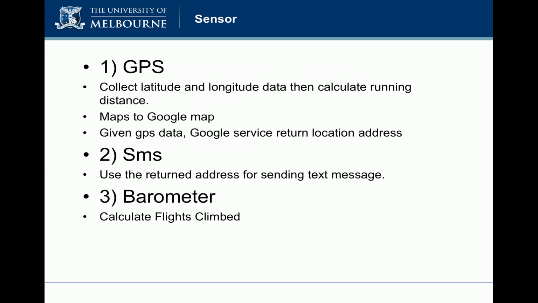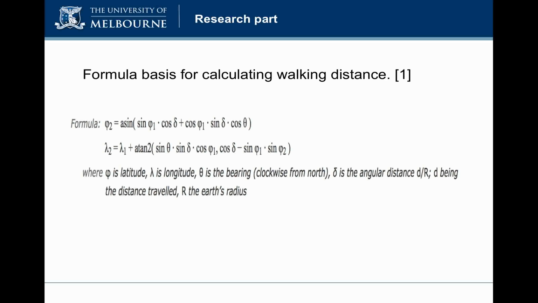for seeking help. 3 sensors are used for this project. The GPS sensor collects latitude and longitude data, then maps it to Google Map. Given GPS data, the Google Map service will return the location address if the elder meets an emergency. The returned location address will be used by SMS to send a text message to his family member. The barometer is used to calculate the flight kilometers.